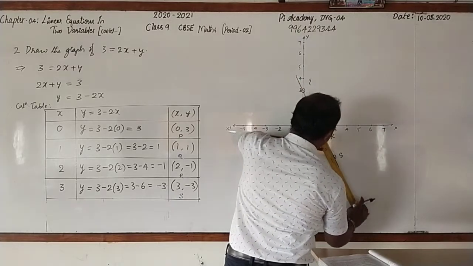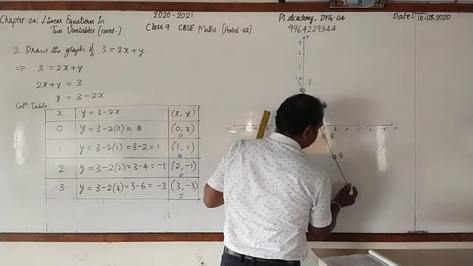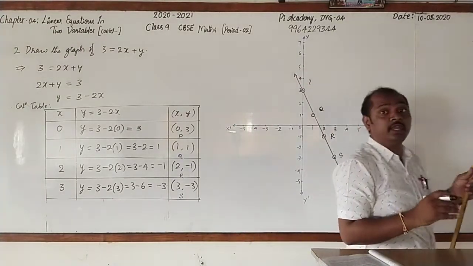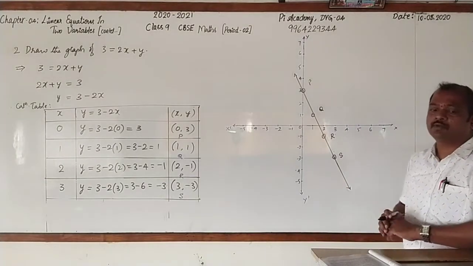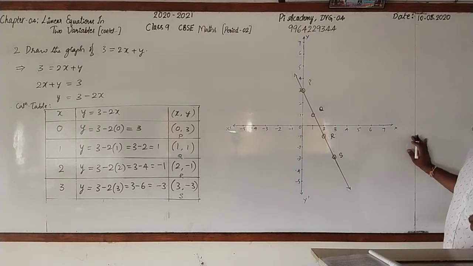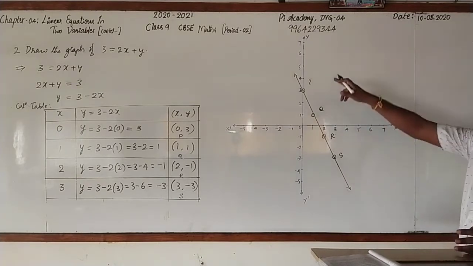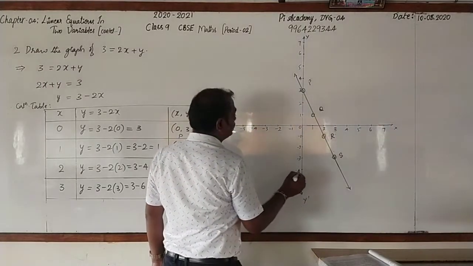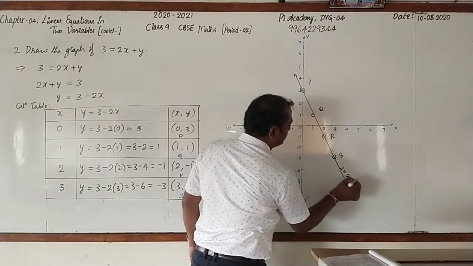Yes. You will get the graph like this. What is the nature of the graph? You are right. It is a straight line. Please do remember, in the examination, there is a chance of asking the question, what is the nature of the graph of a linear equation in two variables? You will have to write, it is a straight line. So, what is the equation? 3 equal to 2x plus y.